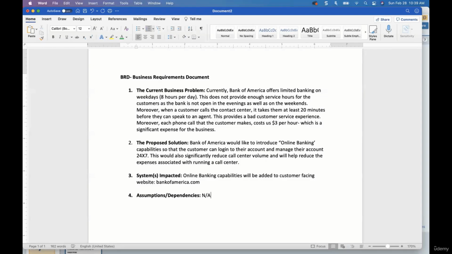All right, and then comes the most important part of your BRD. Let me ask you a very basic question, and you may not have given a thought to this. What kind of requirements does a BRD contain? Give it a try. It's right on the screen. What kind of requirements should a BRD contain?